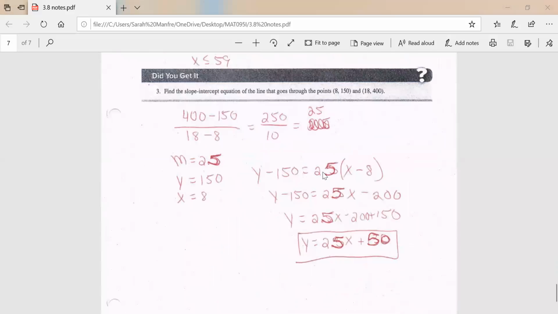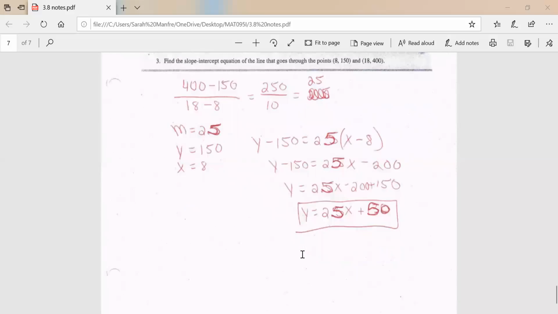All right, and then I did the did you get it, just so you can see another example of a problem to do. Take the 2 points given, I calculated the slope. After you find the slope, I picked one point, m, x, and y, plug them into point slope form, solve that equation, and you get that.